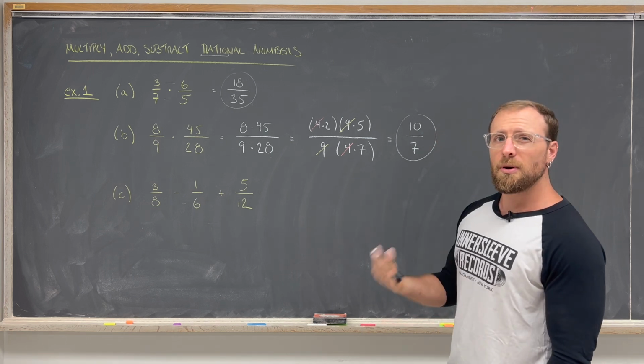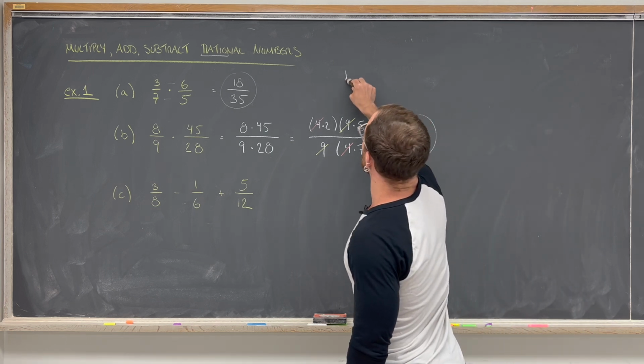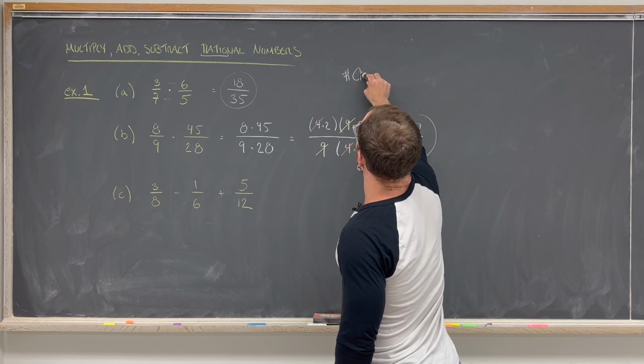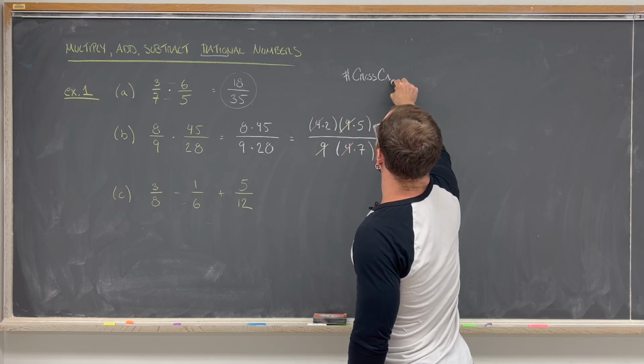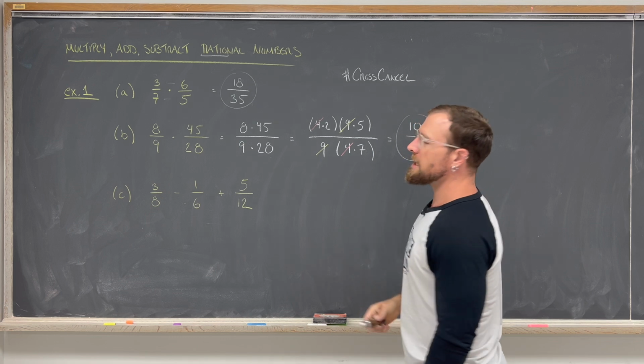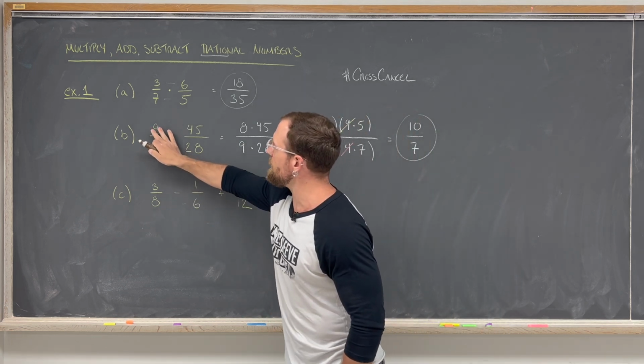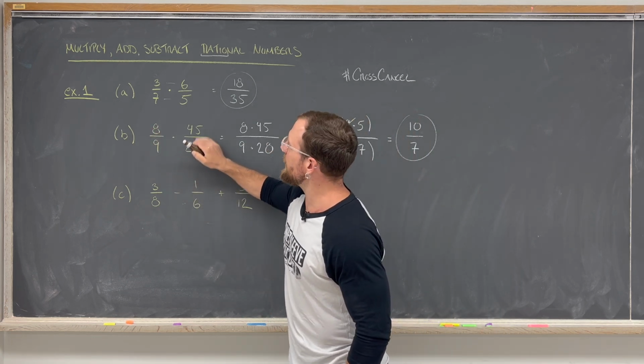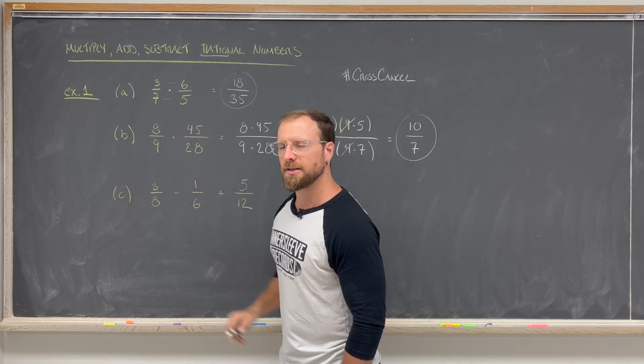If you're looking for a review of this, if you're feeling a little lost here, the term you would want to Google would be cross-cancel. Okay, that's where I'm canceling some factors of 8 with some factors of 28. I'm canceling some factors of 45 with some factors of 9.